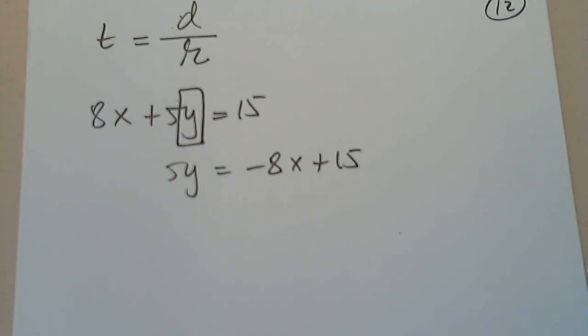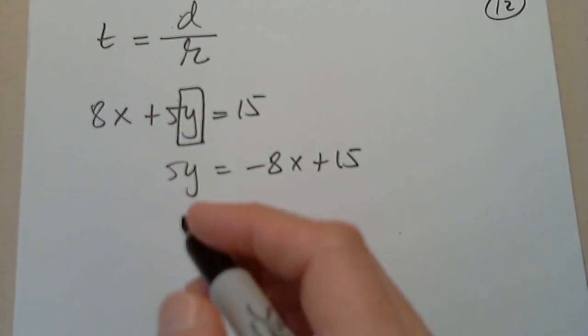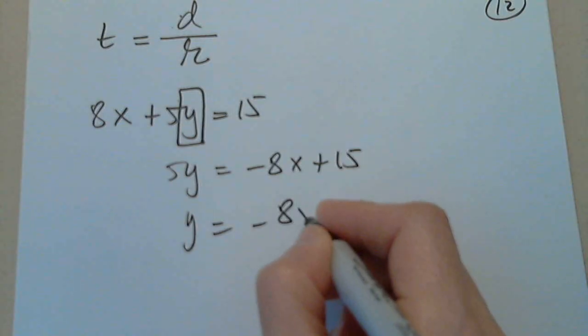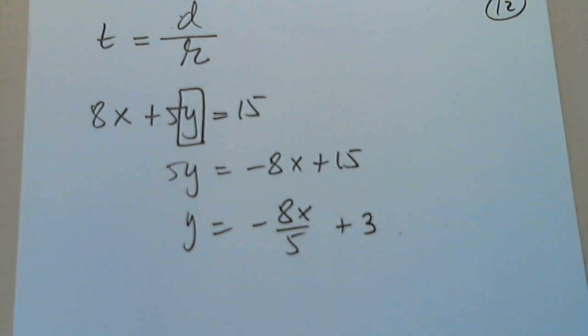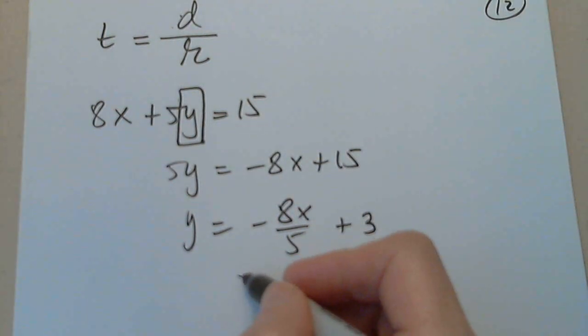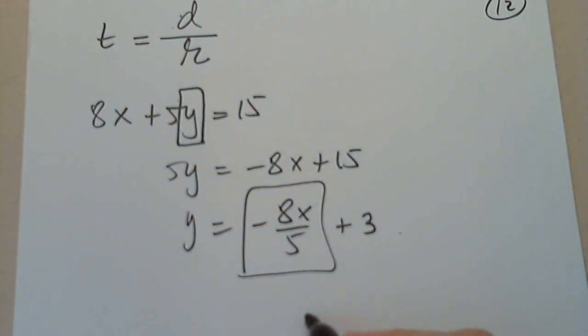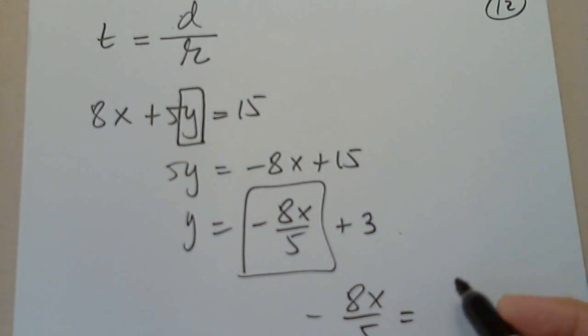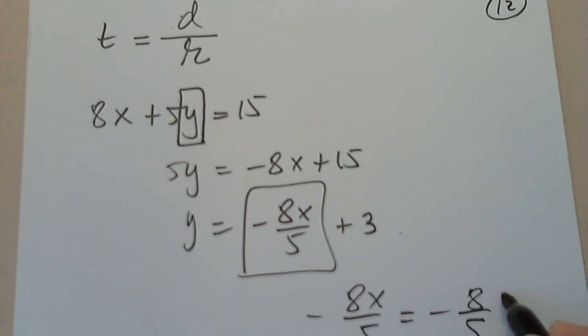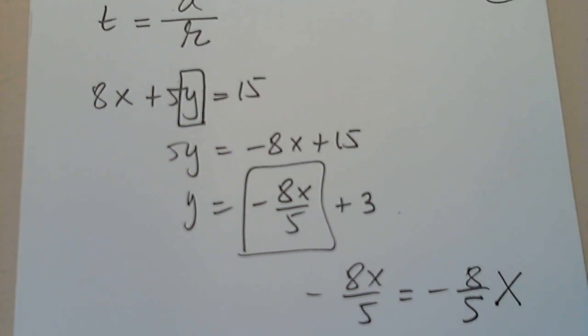You need to divide by y or 5. Yes. So it is better to write it like this. Also, I want to point out something very important. Negative 8x over 5 is the same as negative 8/5 times x.